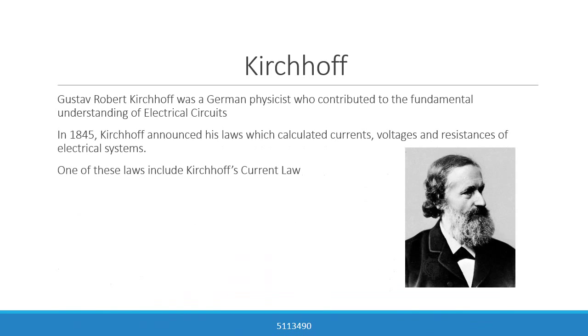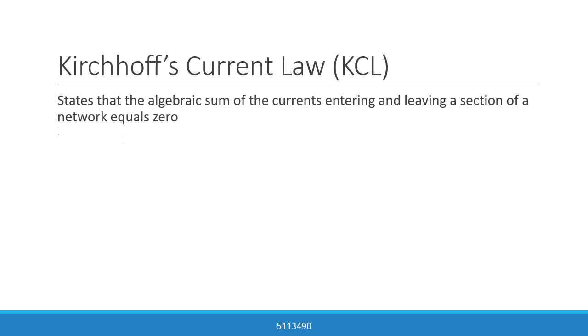There he is there. He announced these laws in 1845 which calculated currents, voltages and resistances. One of these laws includes Kirchhoff's current law. So here's the theory. It states the algebraic sum of the currents entering and leaving a section of a network equals 0. Or you could say the sum of the currents entering a region of a network must equal the sum of the currents leaving the same region.